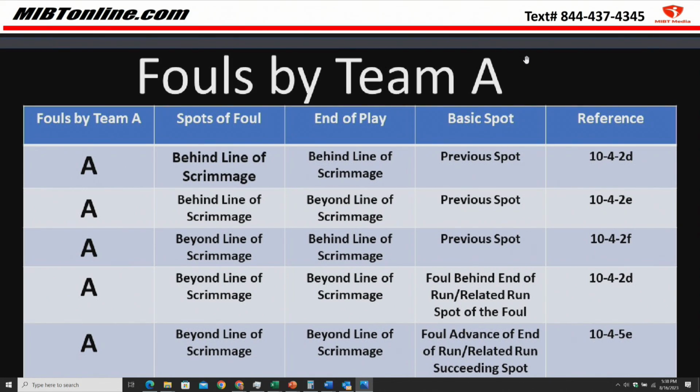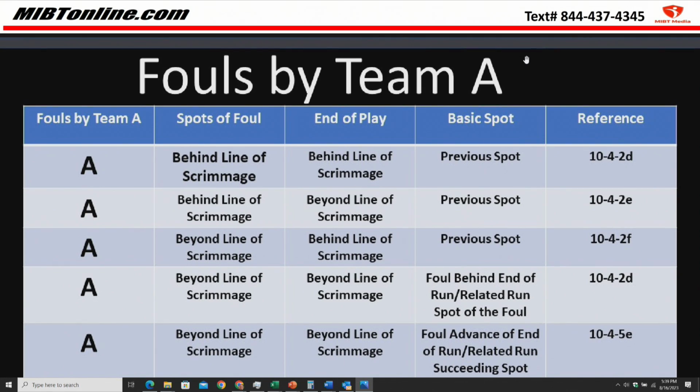But we're going to come back to this. I mean, we may not come back to it live, but I want you to have it available. Like I said, page 83 of the rule book, if you have a rule book handy. So that's for fouls by Team A. If you want to read real quick, spot foul, behind the line of scrimmage, previous spot. And it just kind of is a flow chart.